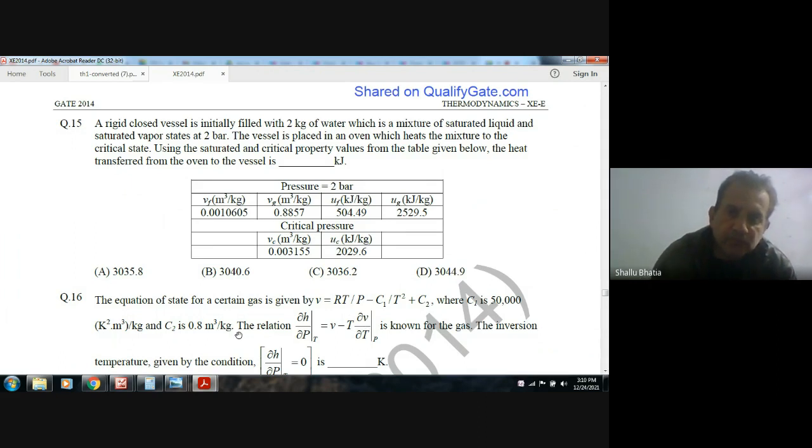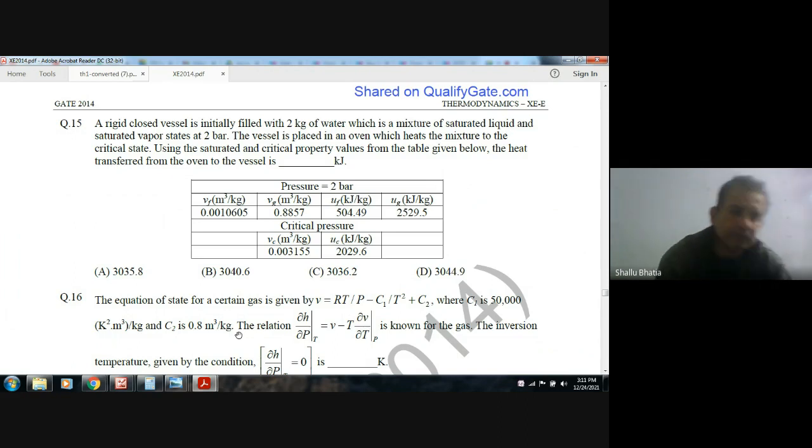water, which is a mixture of saturated liquid and saturated vapor states at 2 bar. The vessel is placed in an oven which heats the mixture to critical state. Using saturated and critical property values from the table given below, the heat transferred from the oven to the vessel is dash kilojoule. The properties of specific volume and internal energy at two bar pressure and at critical pressure are given.